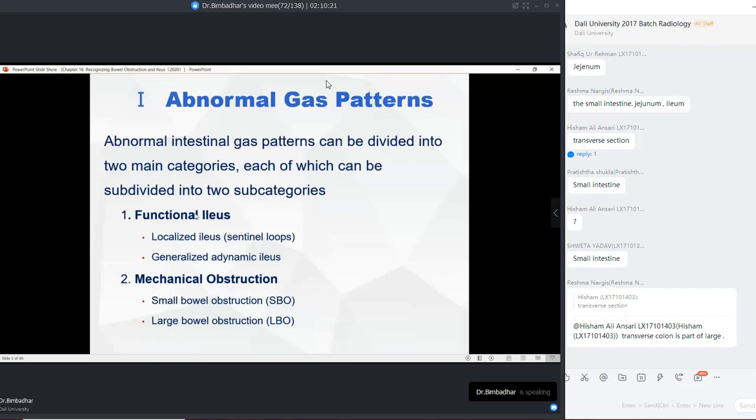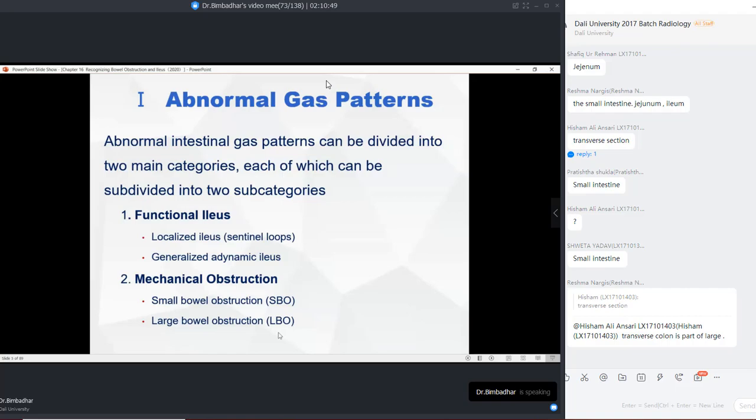Okay, you can also call functional ileus the non-mechanical obstruction. But if it is something solid or a visible structure that is actually obstructing the lumen of the intestine, you call it mechanical obstruction. And it can be divided into two categories, small bowel obstruction and large bowel obstruction. Okay, is there any difficulty here?